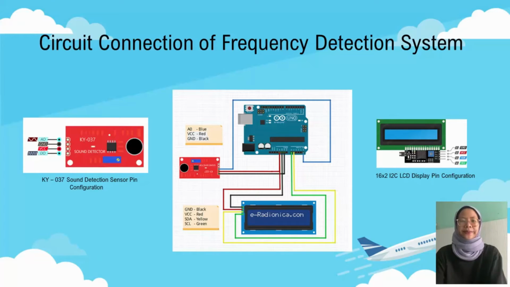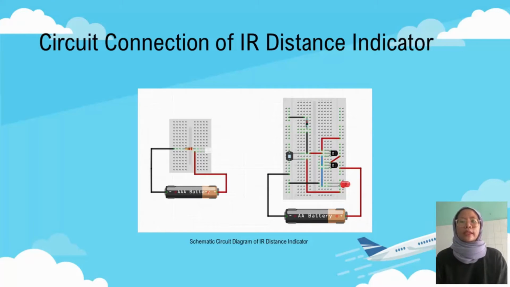of frequency. Third, we have the circuit connection of our IR distance indicator, which has the IR LED, the IR photodiode, which will generate a potential difference or change its electrical resistance, and the transistor to switch the circuit.